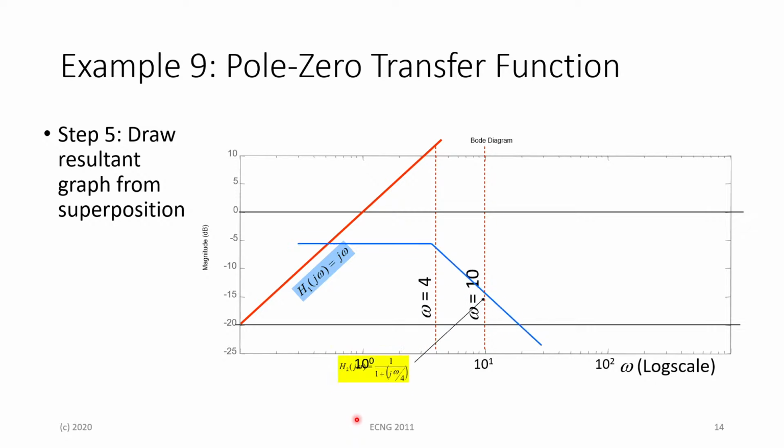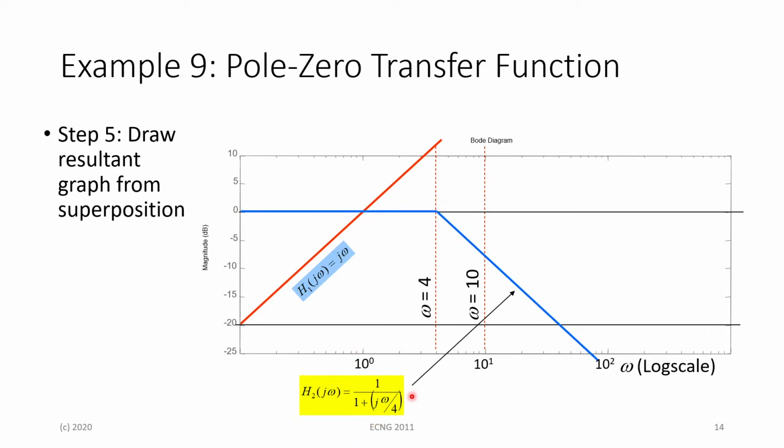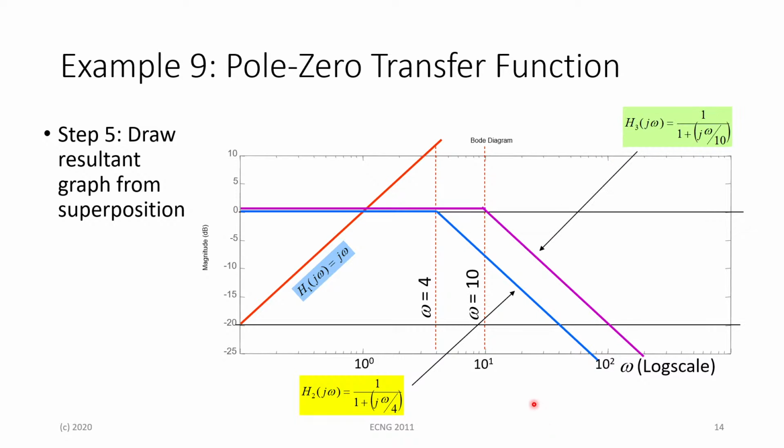For H2(jω), we know that for anything before that pole value, being anything before omega equals 4, it's going to be 0 decibels per decade. And for everything after that pole value here, it's going to be a constant gradient of minus 20 decibels per decade. Similarly for H3, everything before omega equals 10 is going to be 0 decibels per decade, and everything after omega equals 10 is going to be minus 20 decibels per decade for the gradient of the line.